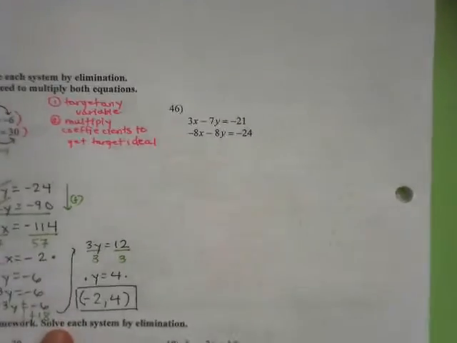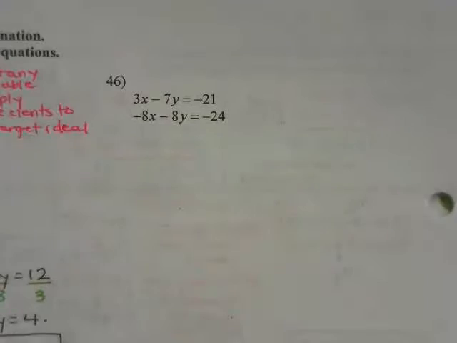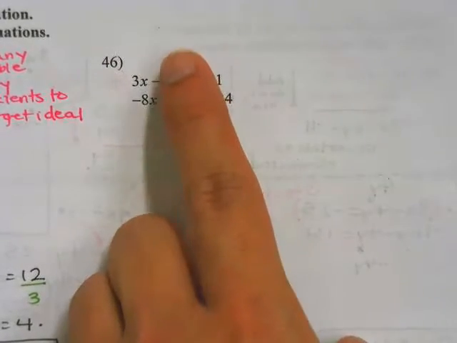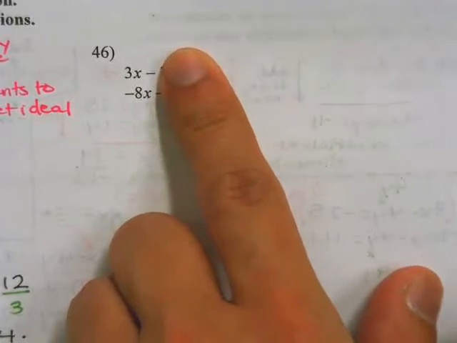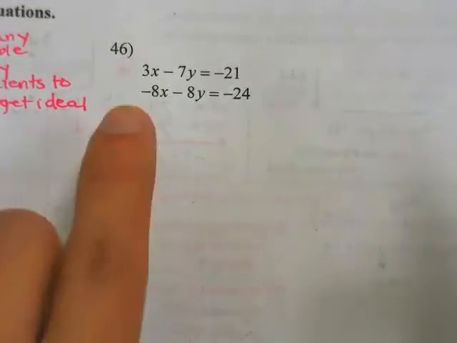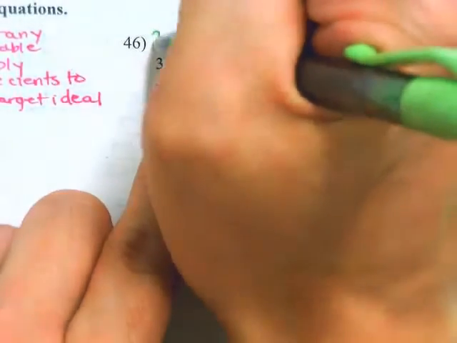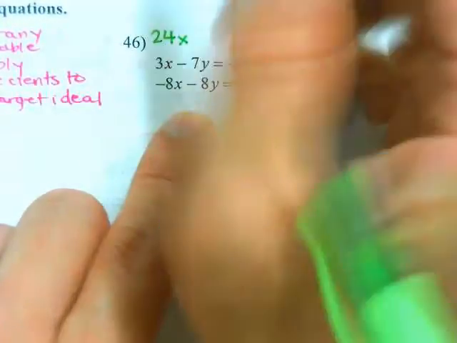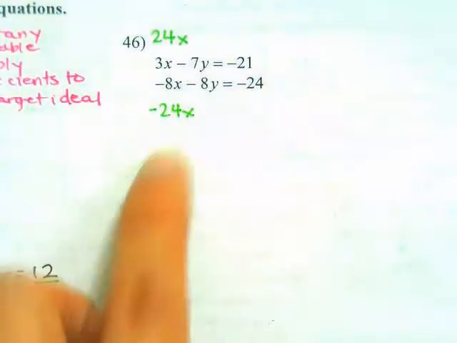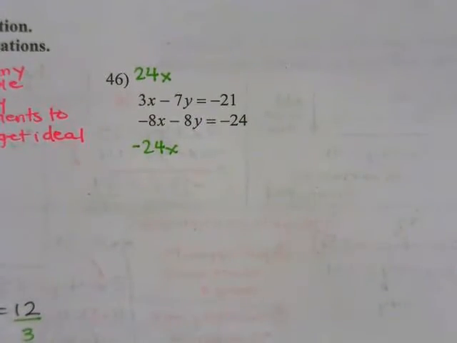All right, students, because I told you guys, it does not matter what variable you target. First one to tell me, which one do you guys want to target, x or y? X, okay, let's target x. Just ignore the negatives and positives and multiply 3 and 8. What is 3 times 8? 24. So that's our target ideal. We just got to make sure one is positive and the other one is negative. We got to make one positive and one negative.